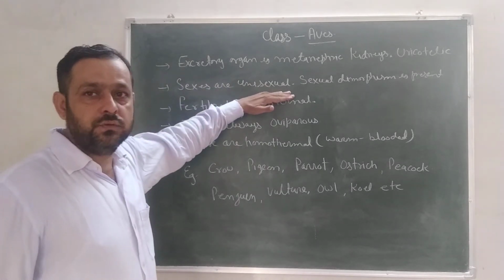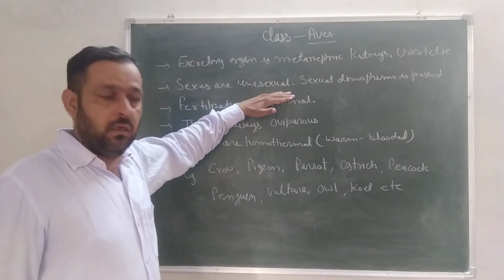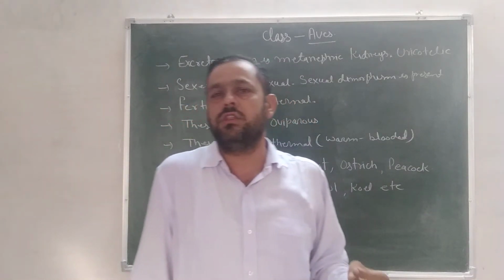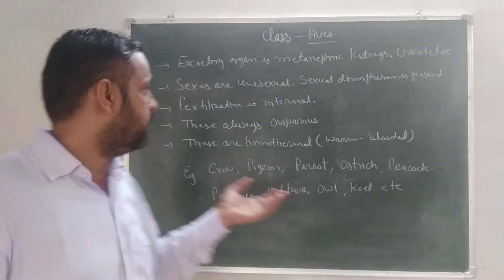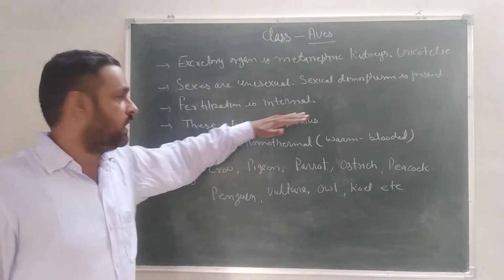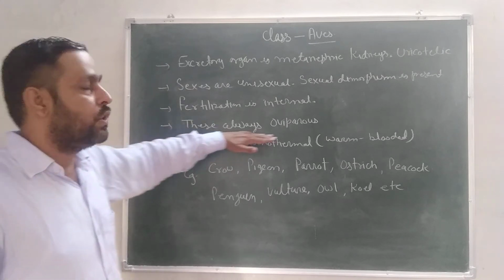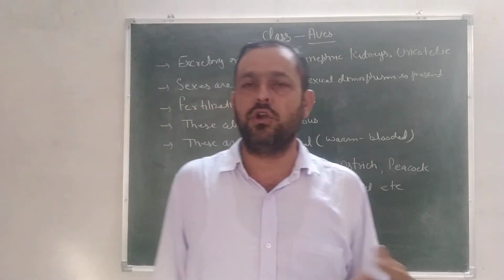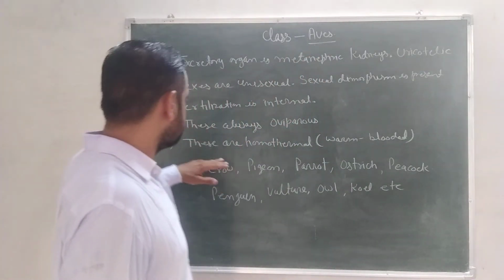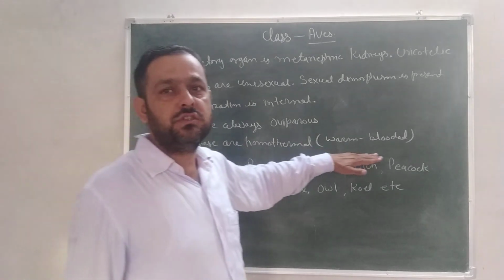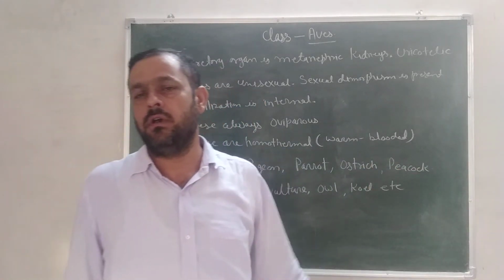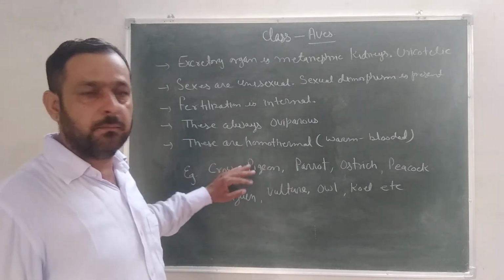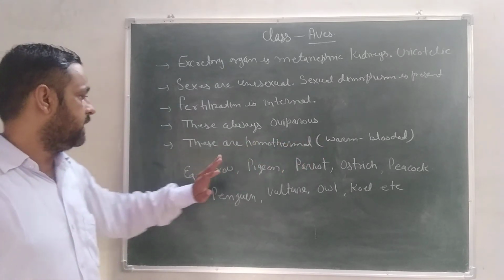Sexes are unisexual, meaning male and female are different. Sexual dimorphism is present, meaning we can separate male and female on the basis of different characters. Fertilization is internal. These are always oviparous, meaning they reproduce new offspring by eggs. These are homothermal, meaning warm blooded. As we see, reptilia are poikilothermal, cold blooded, but Aves are warm blooded.